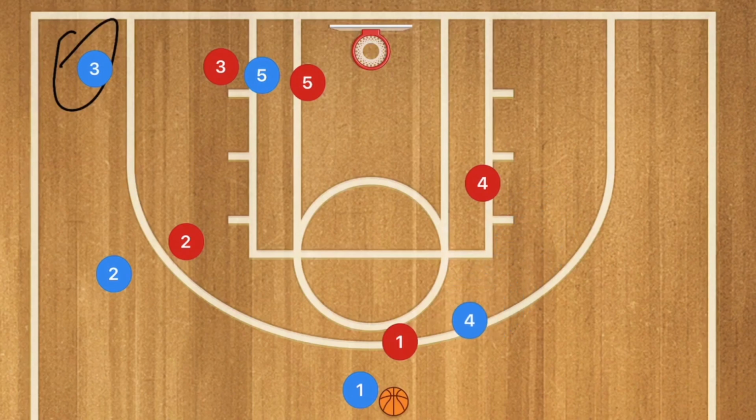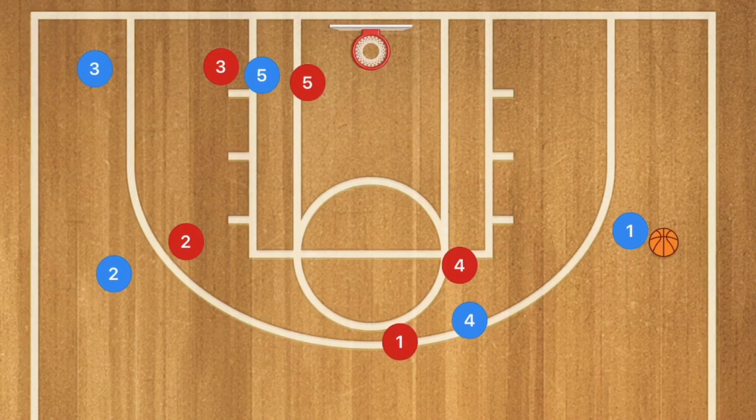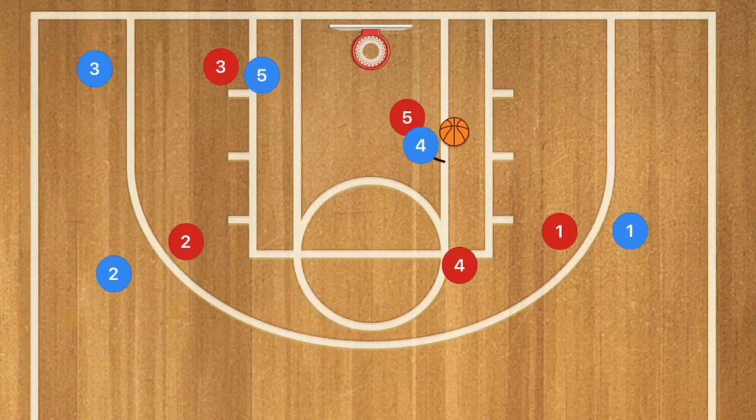Now what we are going to do is have a screen and roll with player 4. Now the idea behind this, obviously player 1 could drive or take that shot. But the idea here is to get player 4 rolling towards the basket, where now he can get that ball. Now if he gets that ball, player 5 comes over and plays help defense. We now have player 5 blue. He's open for that pass and layup.